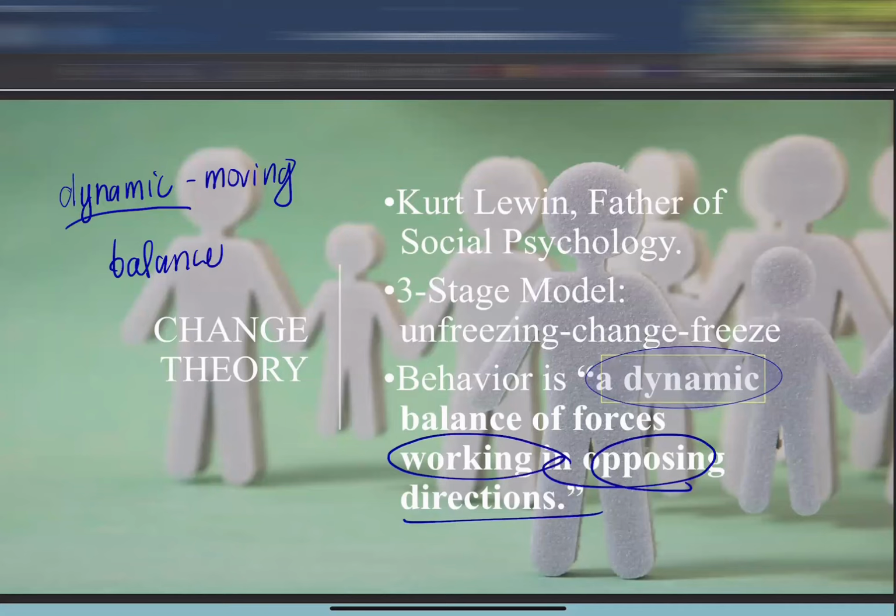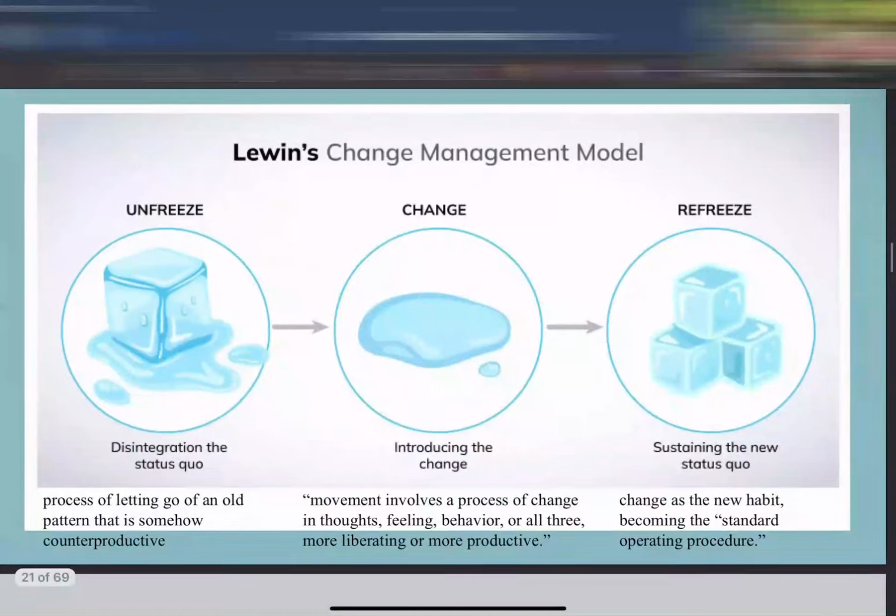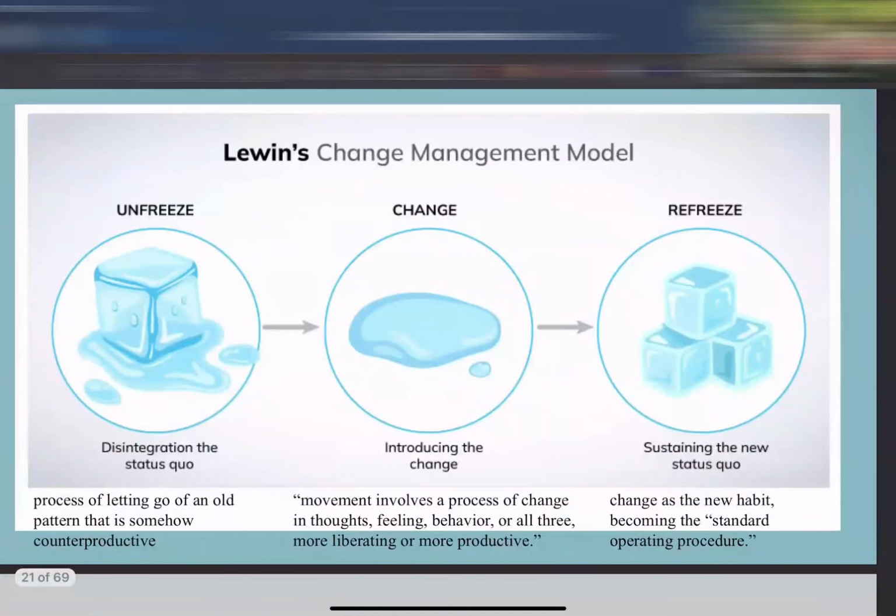Ibig sabihin class, when we talk about change, and when we talk about behavior, it is a balance between two opposing behaviors. Siguro you just picture yourself na parang may angel dito, tapos may evil or may demon dito sa right side, and then they are opposing in what to recommend to you, and then here comes your behavior. In the same way, class, that is the behavior defined by Kurt Lewin. Now, let's try to look at the three stages of change according to Lewin. So, class, sabi niya, unfreeze, change, and refreeze.